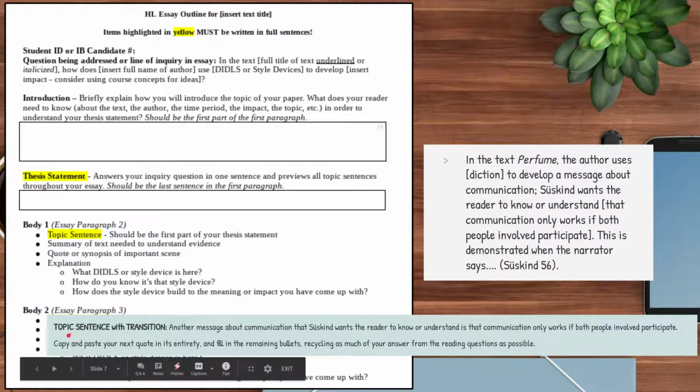I would go through those same steps again. Copy and paste my quote in its entirety and fill in the remaining bullet points, recycling as much material as possible.